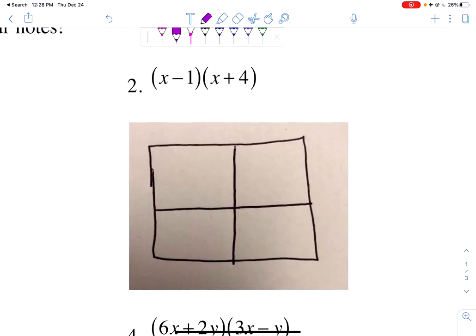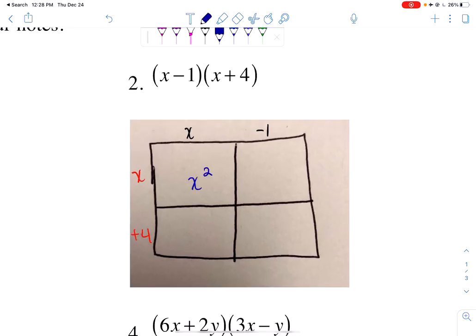I'm going to put my x minus 1 on top still. I'm going to put my x plus 4 on the left. If you want, you can color code. Now I have to ask myself, what's x times x? Well, x times x is x squared. What's x times a negative 1?